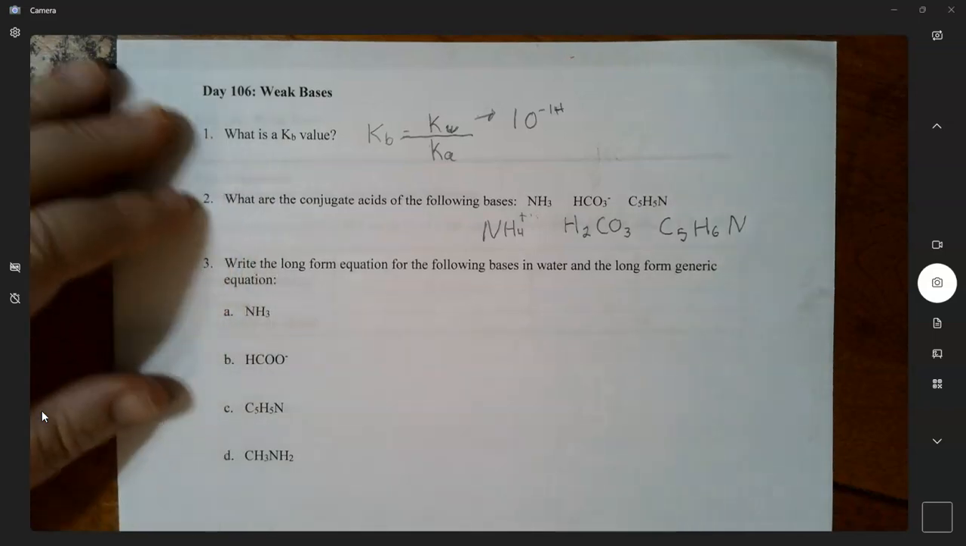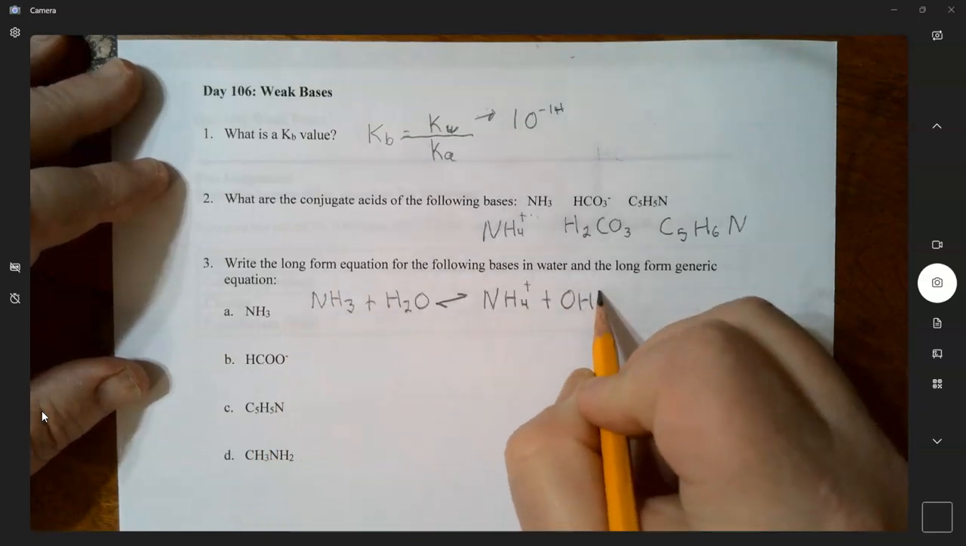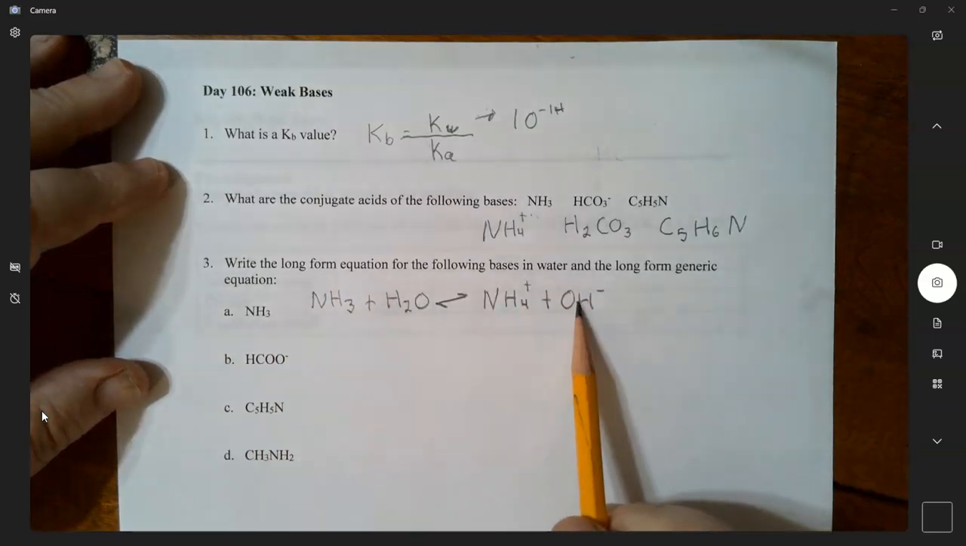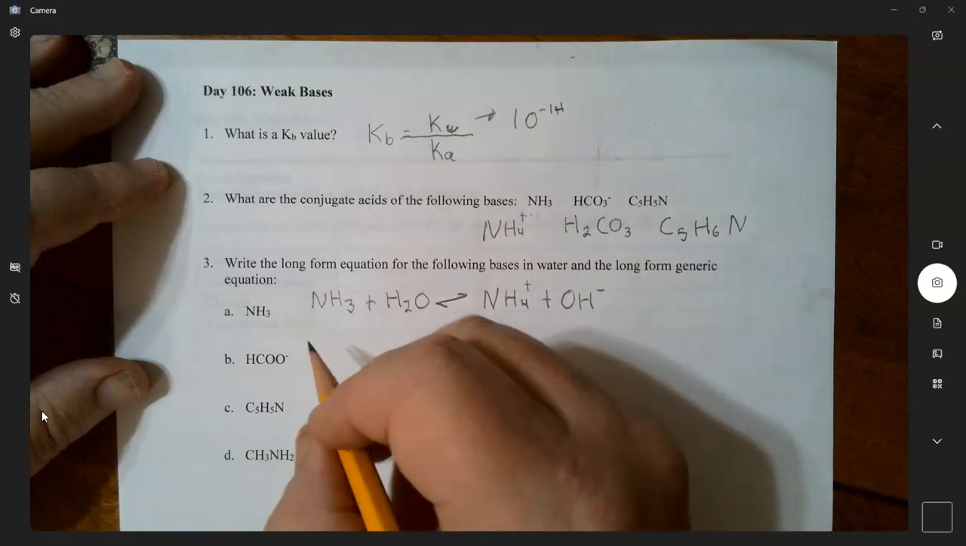Write the long form equation for the following bases in water and the long form generic equation. Okay, so it's asking for two things here. A characteristic of a base is that it produces hydroxide ions in solution. And there's the conjugate acid of ammonia. It's the ammonium ion.